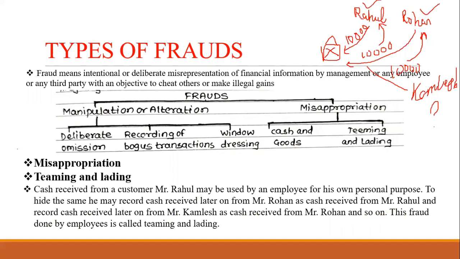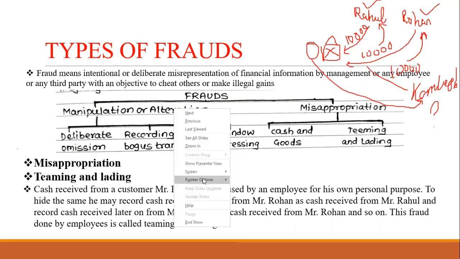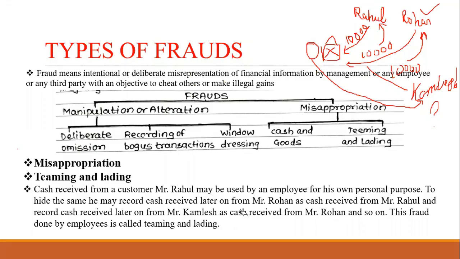So one person's amount, you're nullifying that by another person's account, and you keep doing that till you get the 10,000 which you had taken for personal use. Once you get the 10,000 rupees back, thereafter you'll put that in Kamlesh's account. That procedure keeps on going till you complete the entire transaction. That is known as teaming and lading. Did you get that example? Yes, sir.